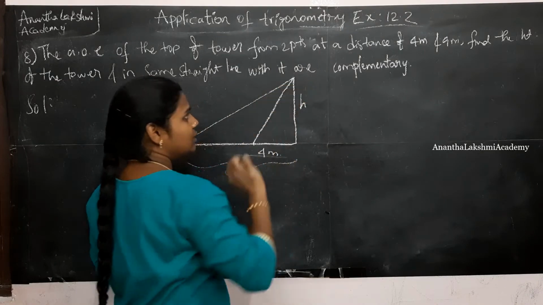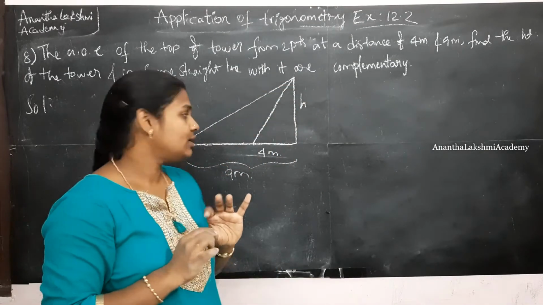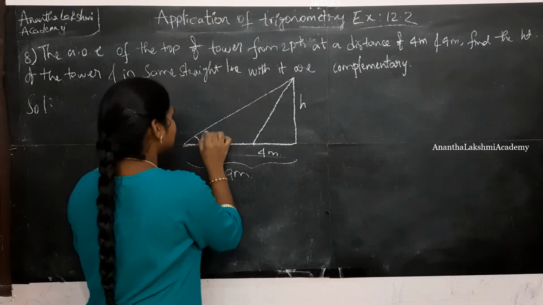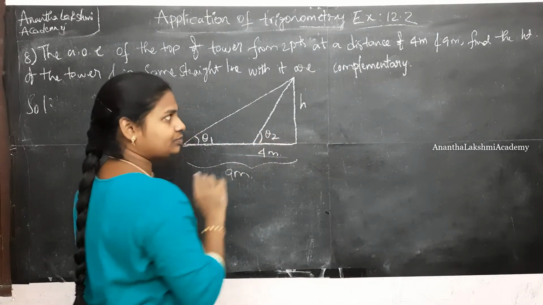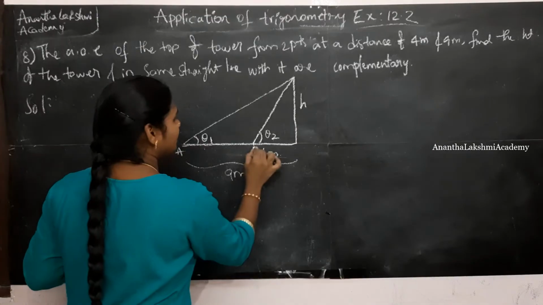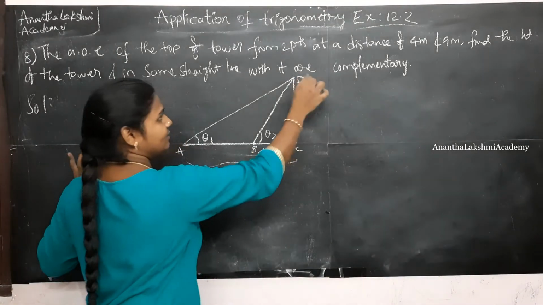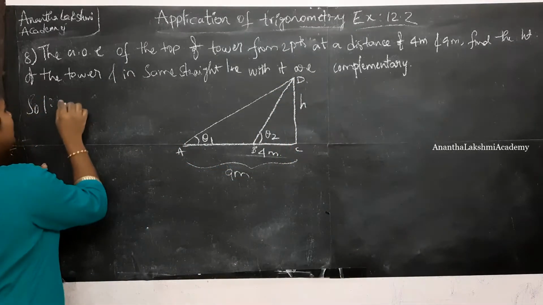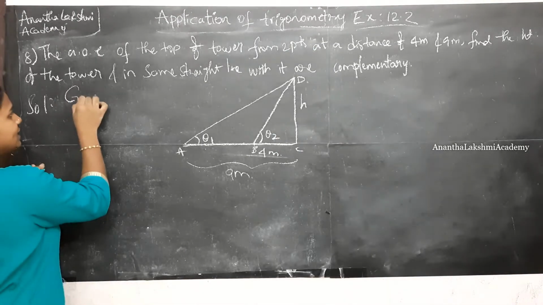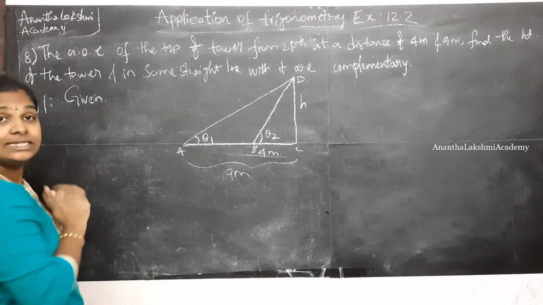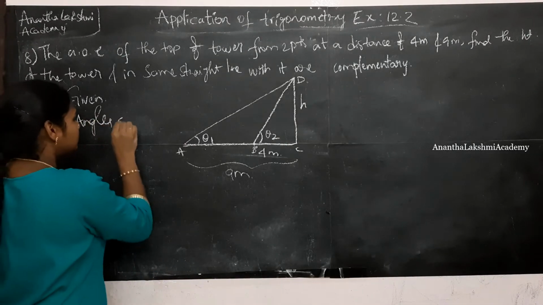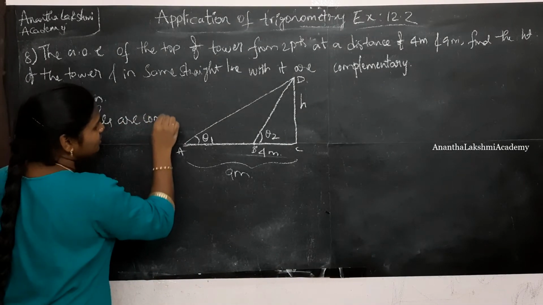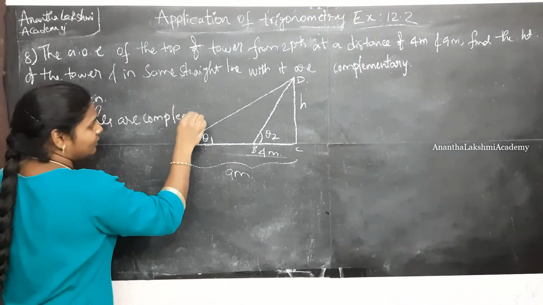So he said the angles are complementary. So let us assume this as theta 1 and this as theta 2. Okay, let us quickly name the triangle ABCD. Alright, so in the given problem, what is given? Angles are complementary. What does that mean?